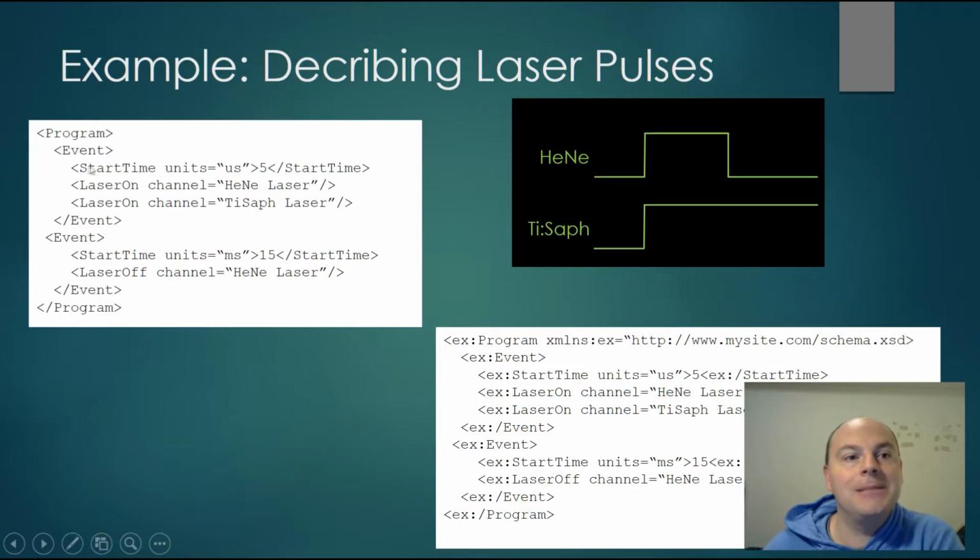And what happens inside that event is laser HeNe and TiSaf both turn on. They have this element called laser on. And this is the action. So laser on is assumed to be something that has some meaning. And then a channel, because maybe you can turn on lots of different lasers. So here's two lasers. This is the laser on for helium neon. This is laser off. And so here's the laser on for HeNe. Here's the laser on for TiSaf. So boom, there it is. Then some other time later, 15 milliseconds, only one of them turns off. So cool.